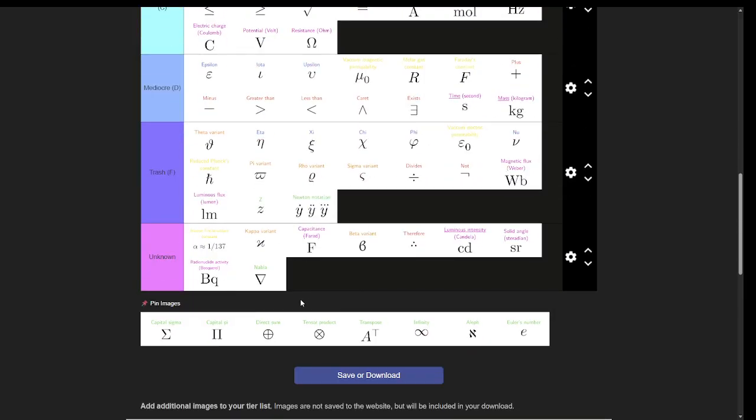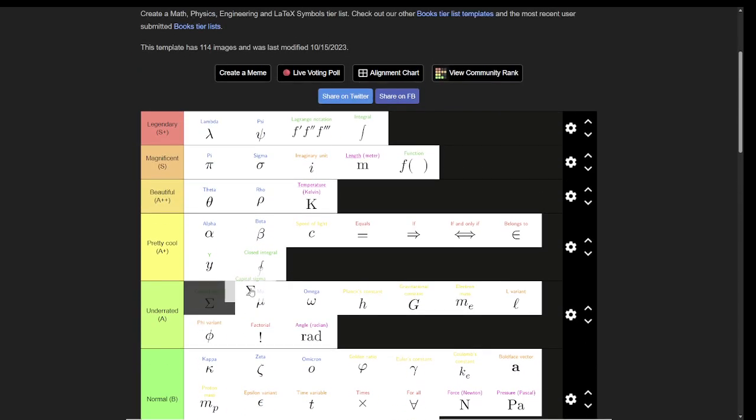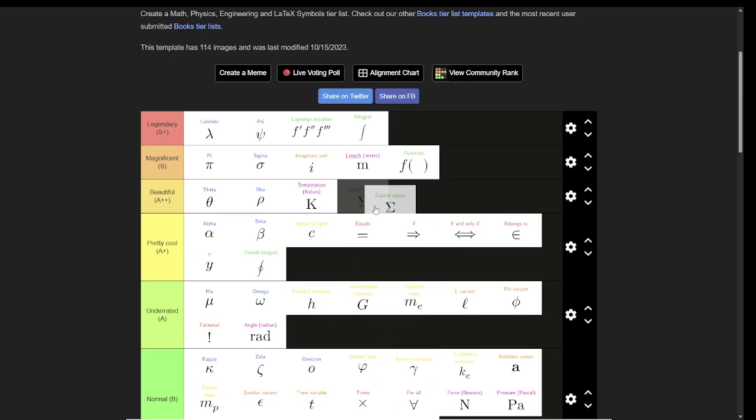Nabla? Unknown. Who's ever used this? Oh wow, I didn't even know we had a capital sigma. If we did, I wouldn't have put the sigma so high. But the capital sigma is one of the goats. Where do we put it? I think we put sigma somewhere here. We're going to put capital sigma right here in beautiful A++.